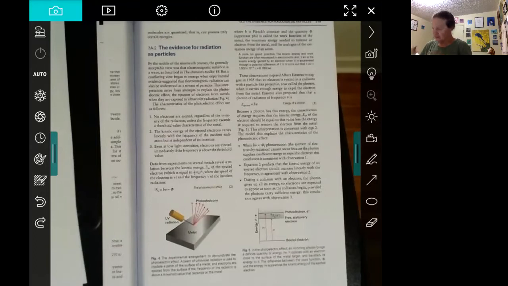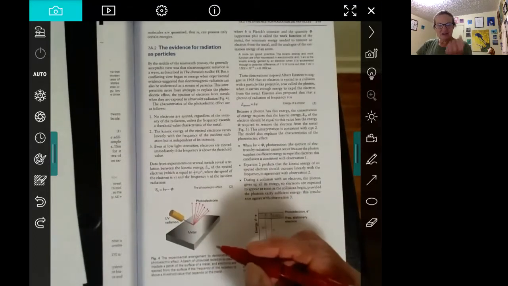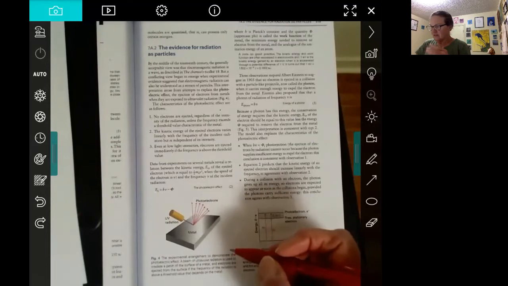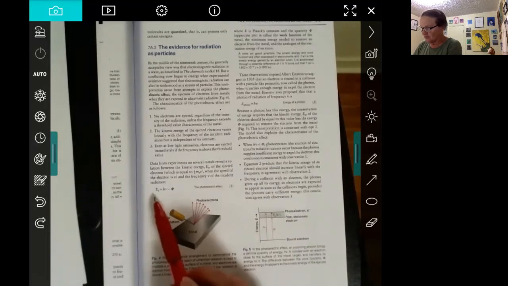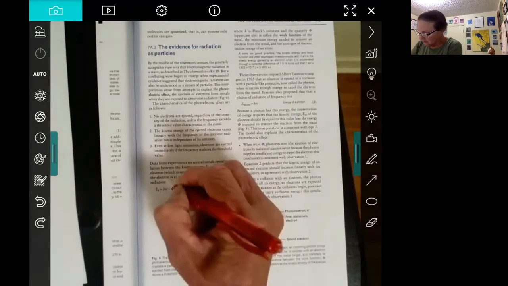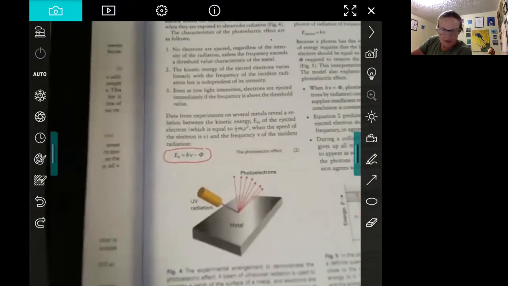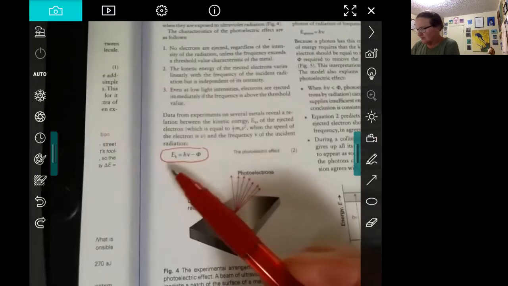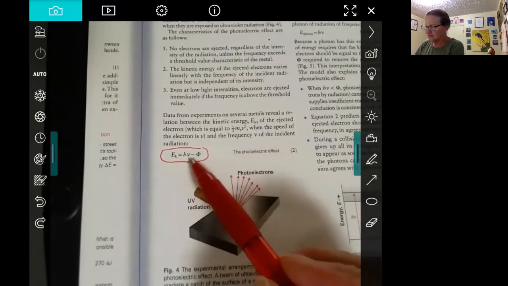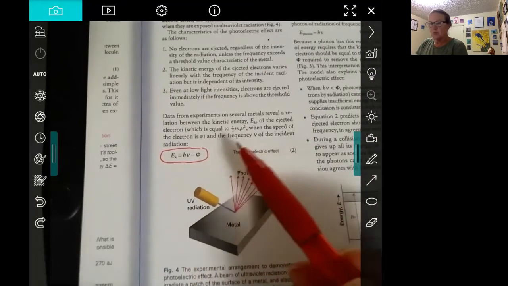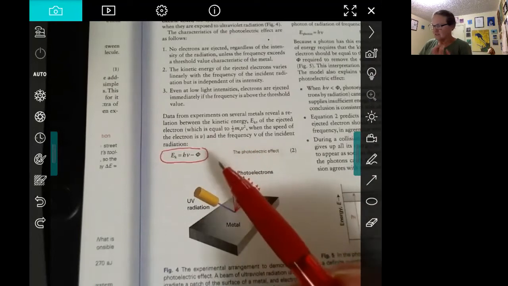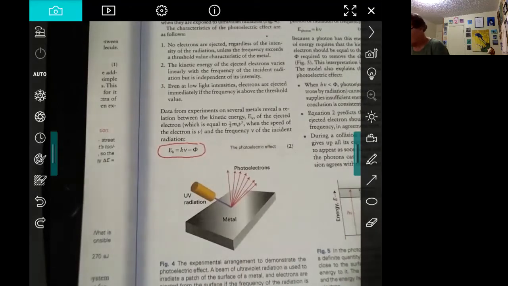So this led to the conclusion that the electrons had to interact with packets of energy. They didn't just interact with the wave, they interacted with the particle. And so the photoelectric effect says that the kinetic energy that the electron leaves with is equal to the energy of the photon that's absorbed minus the work function, which is essentially the ionization energy.